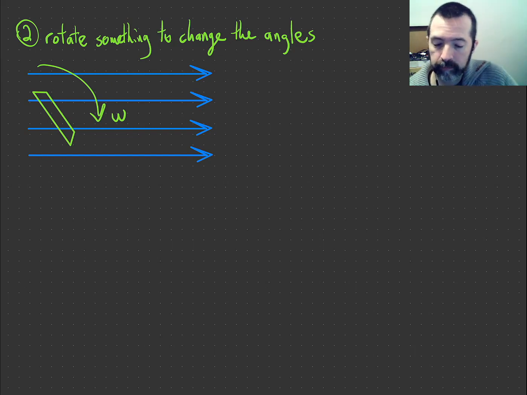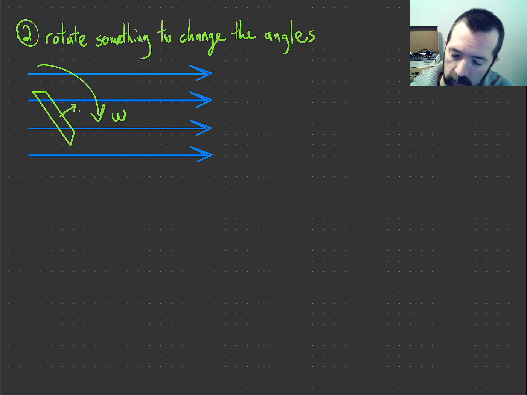So in the moment that I have it drawn right now, I'll also draw on my area vector.